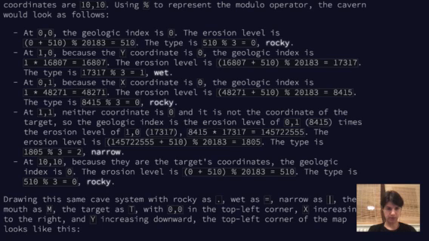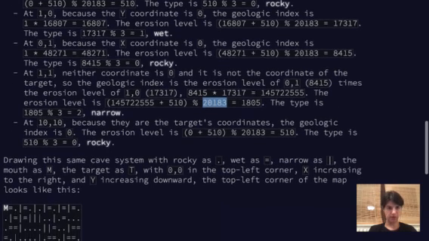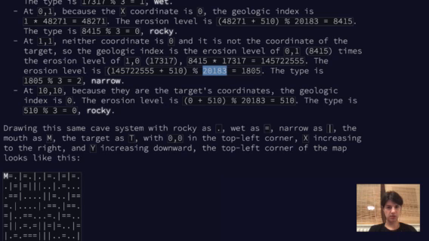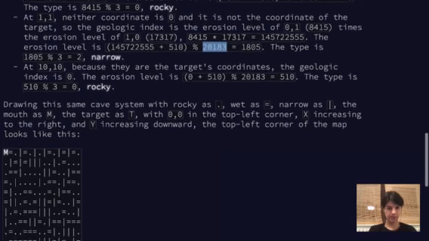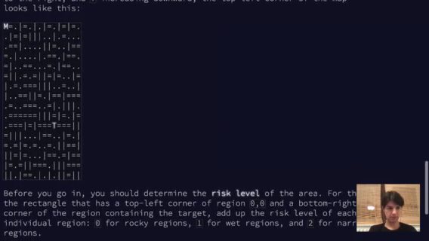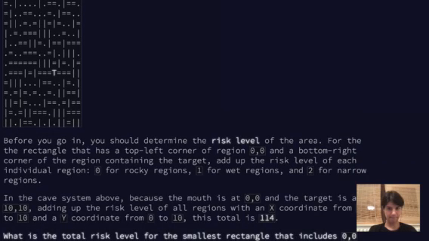We have 1,1 by taking these first two, 1,0 and 0,1, I guess. The erosion level is these two numbers multiplied exactly, and then plus the depth modulo some number. So this is narrow. Okay, and we know the target. Trying the same cave system with rocky start equal pipe mouth target. All right, so we have a map here.